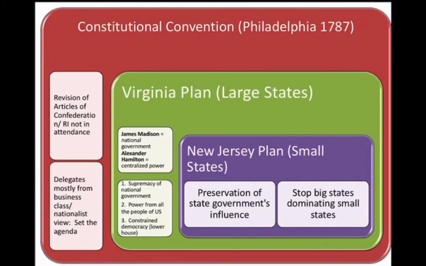Because the New Jersey plan was a small states plan. What they were hoping to do here is to keep the Articles of Confederation, not get rid of it. They wanted to fix the problems with it. They also wanted the states to retain their power. And in order to do that, they wanted all the states to have equal representation, so an equal number of votes. And this would stop the bigger states from dominating the smaller ones.